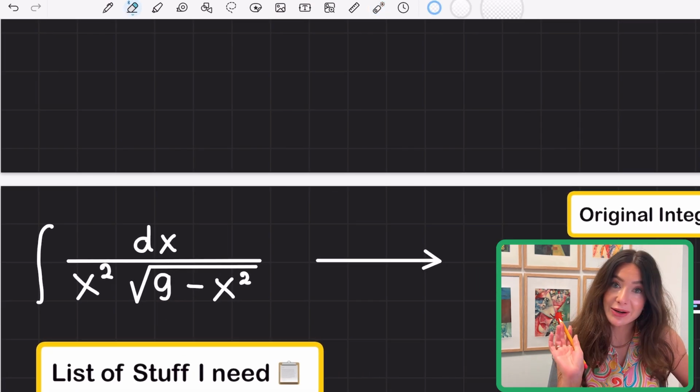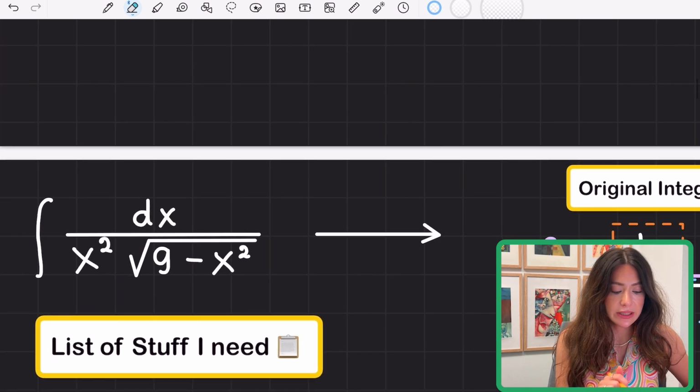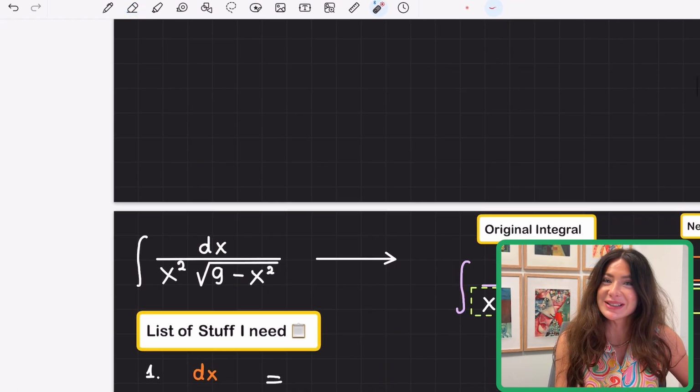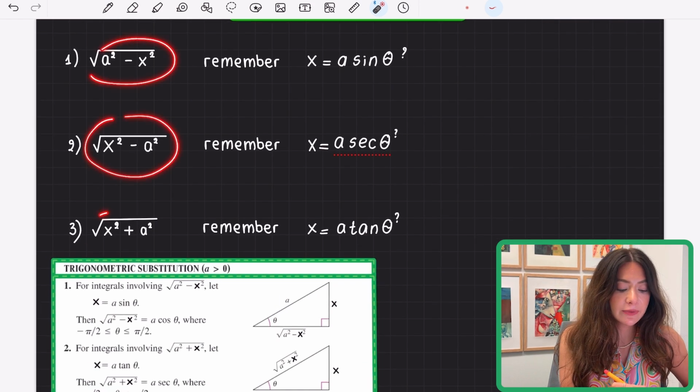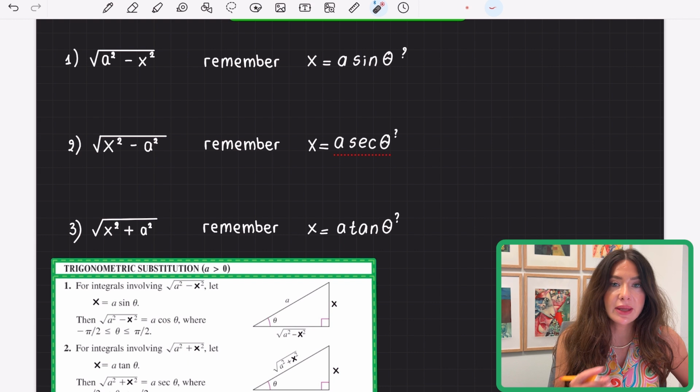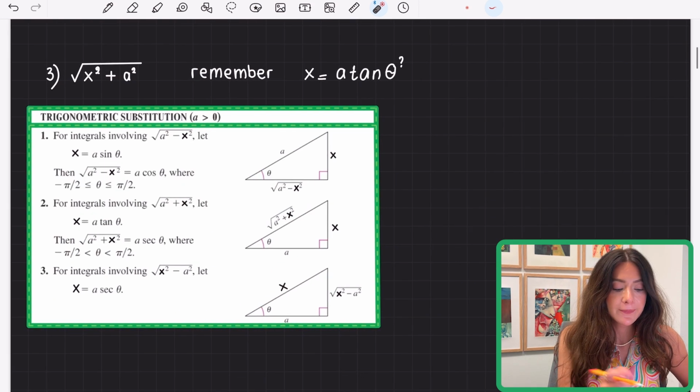Oops, let me take that off first. We're going to solve this integral here. And you see that there are other parts. There's this part and obviously dx, but what you need to determine what type of triangle you're working with, and that is the first step with trigonometric substitution integrals, is just this part.